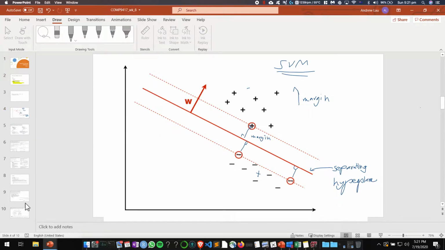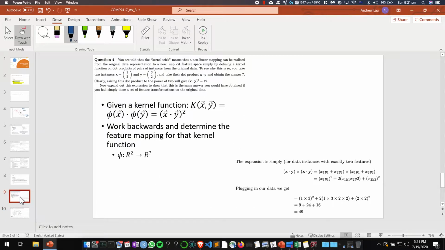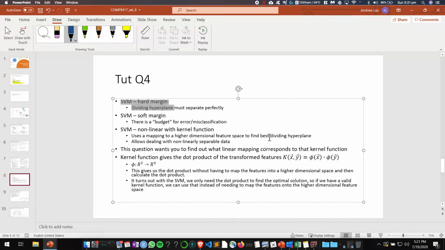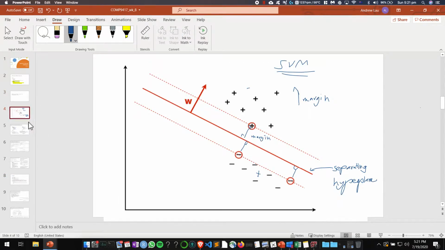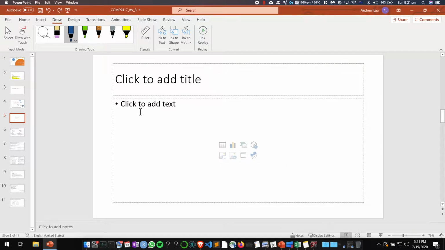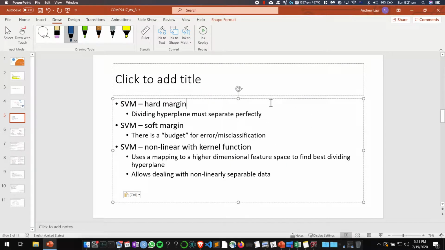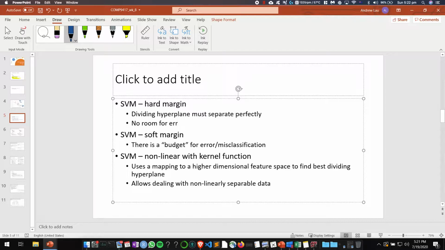So there's a few different types of support vector machines. This is the one that we learn about first, so it must separate the data perfectly. There's no room for error, and of course this is unlikely to be very useful in real life, given that data is often noisy and often not possible to find a perfect classifier.